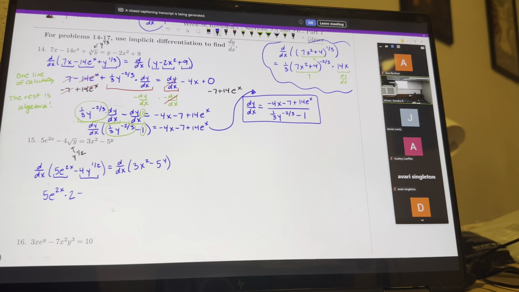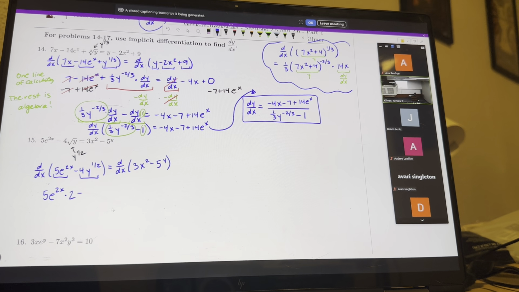Minus finding the derivative of 4y to the 1/2. We see that that is involving a y. We're viewing y as a function of x. So to find the derivative of y, we have to use the chain rule. So kind of think about what we had up there written in that little thought bubble. So it's like having y to the 1/2.